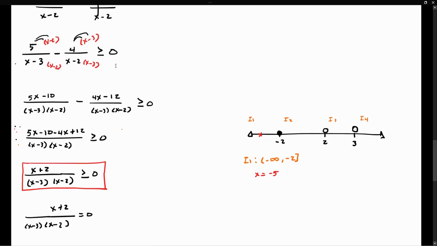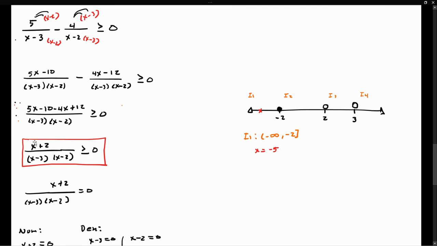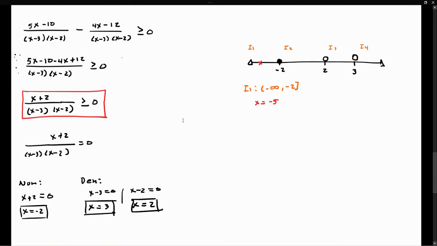We could have tested on the original one, but this is just easier to test on. And they're equivalent statements, so I might as well just do it on the simplified version. Again, I want to see if it's going to give me greater than or equal to 0, or pretty much a positive value. If I plug in -5 on the numerator, we're going to have -5 times +2. So that's definitely a negative value on the top.